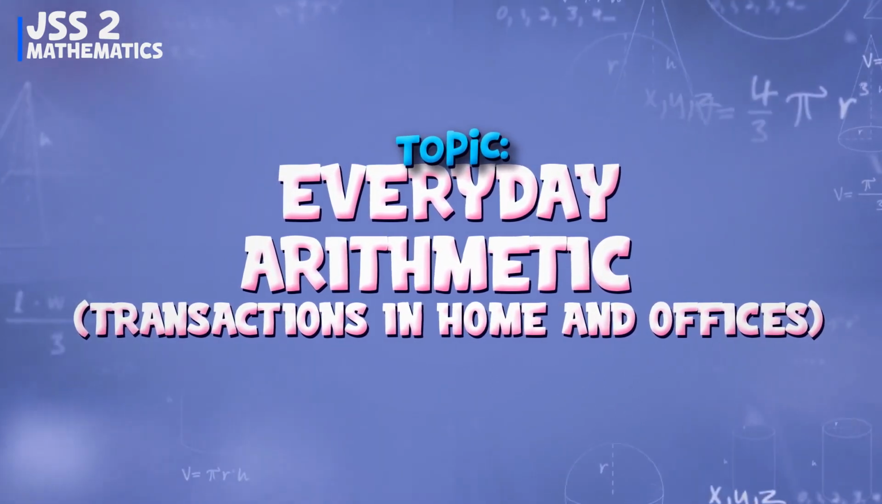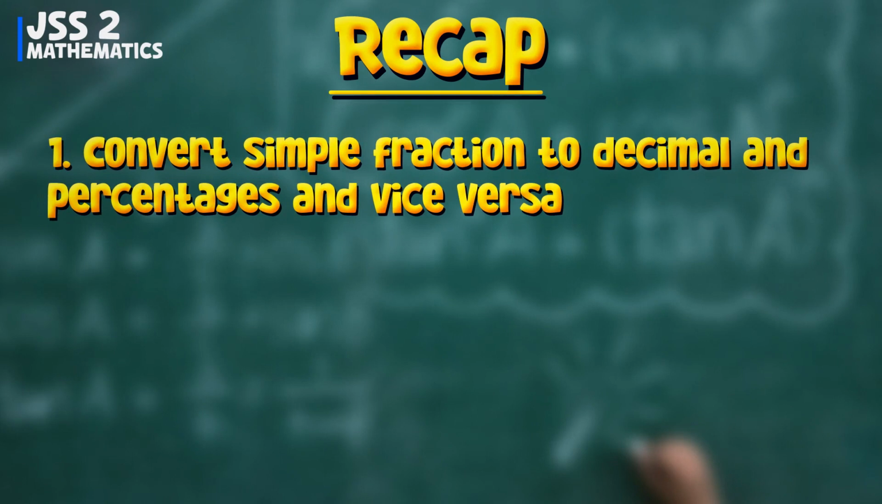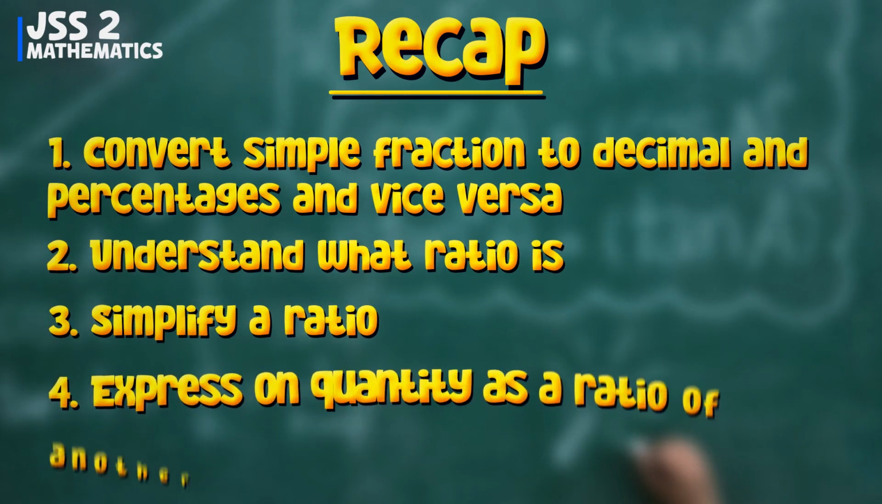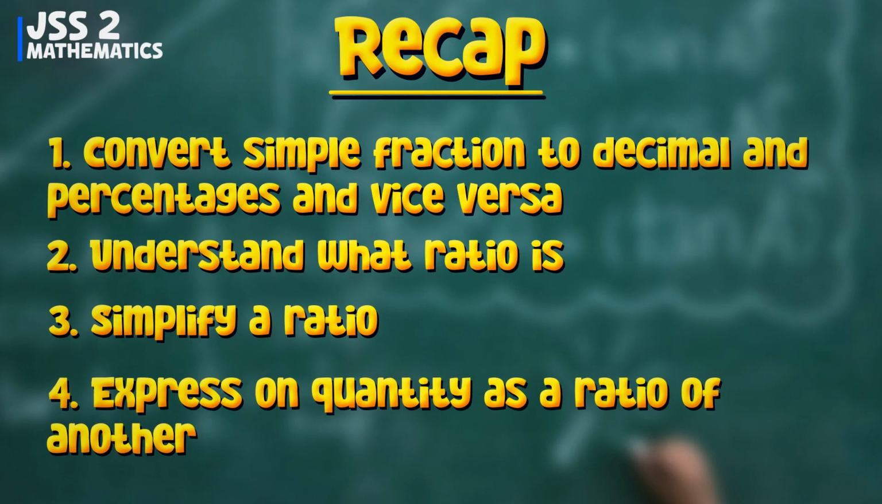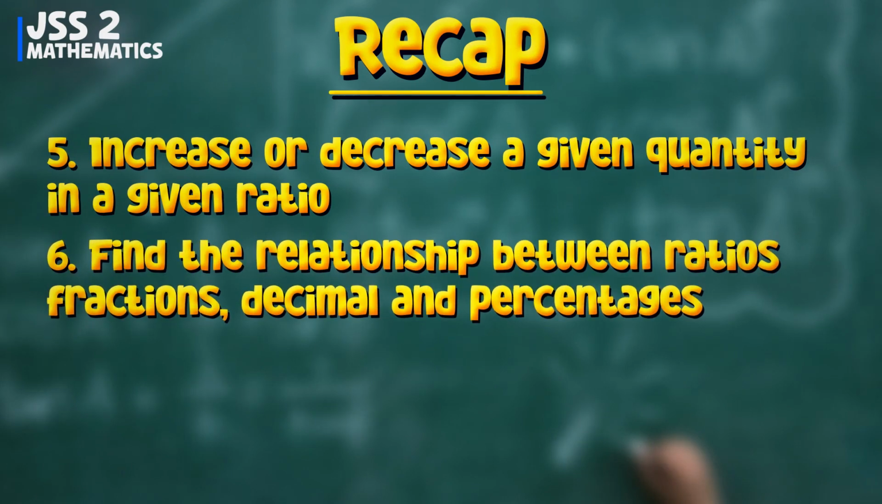What did we discuss in our previous lecture? In the previous lecture, we learned about everyday arithmetic, but this time we talked about ratios, fractions, and percentages. We learned how to convert simple fractions to decimals and percentages and vice versa. We got to learn about ratios, how to share quantities in given ratios, how to simplify ratios, increase and decrease in a given ratio, and then finally we took examples involving the relationship between ratios, fractions, decimals, and percentages.